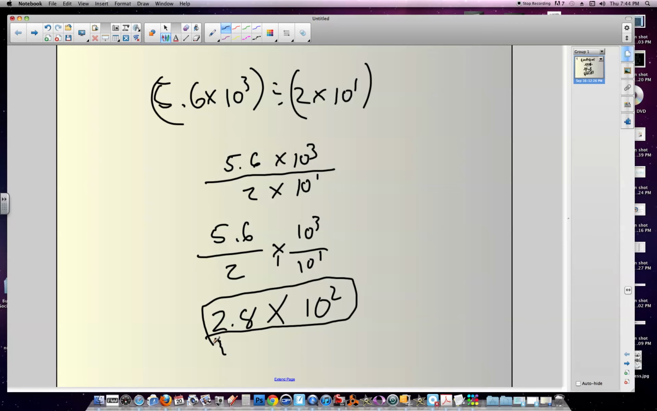These are the concepts you need to know to be successful on the scientific notation test. If you're still unclear, go to Khan Academy, watch some more videos, and of course, practice those modules.